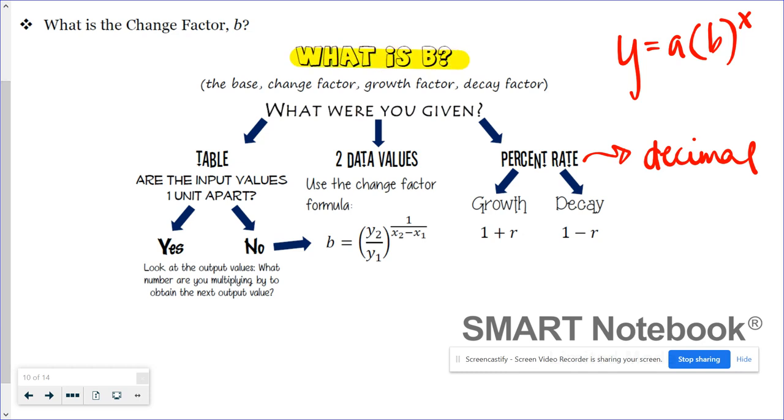So it all depends on what you're given. If you're given a table of values and those values are one unit apart, you can look and see what you are multiplying by. If it's not obvious, then you can use your change factor formula. And if you're given a percent rate, turn it into a decimal. For growth, b is equal to 1 plus r, and for decay, b is equal to 1 minus r. So let's write some functions.